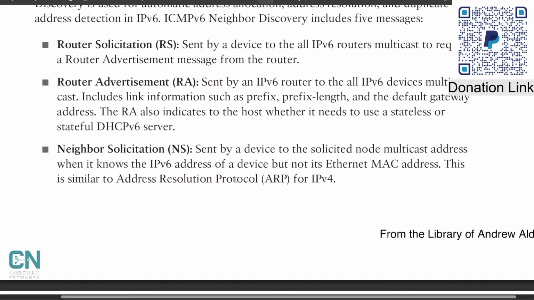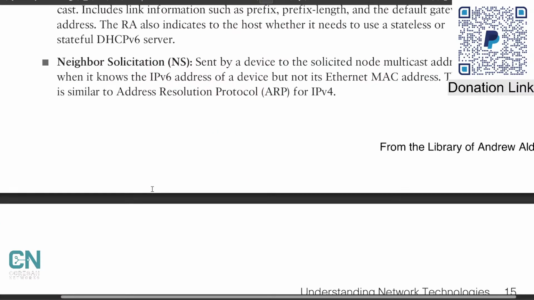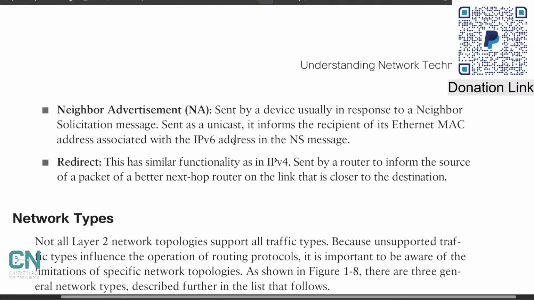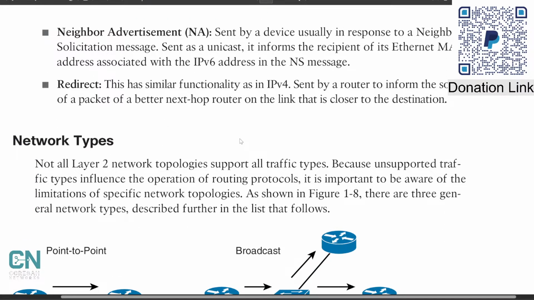Neighbor solicitations, NS, are sent by a device to the solicited-node multicast address when it knows the IP version 6 address of a device but not its Ethernet MAC address. This is similar to Address Resolution Protocol, ARP, for IP version 4. And neighbor advertisement, NA, is sent by a device, usually in response to the neighbor solicitation.